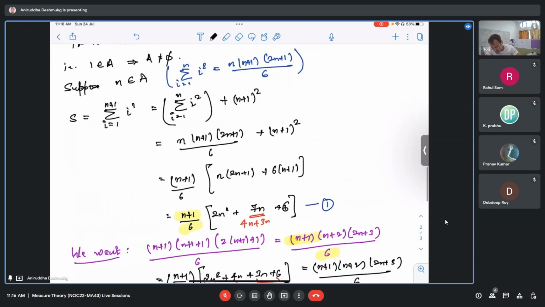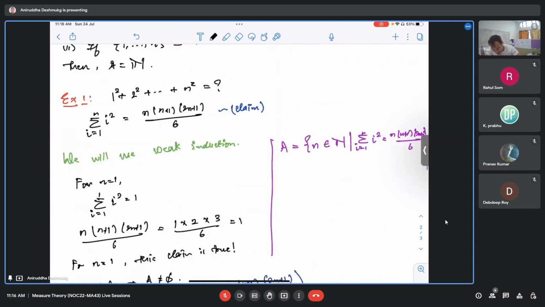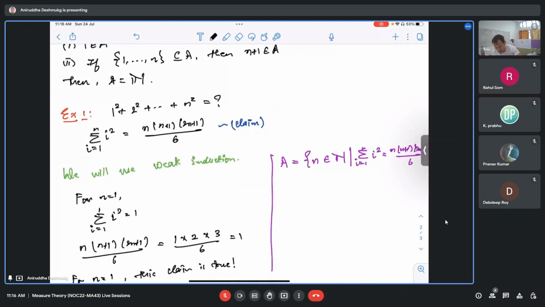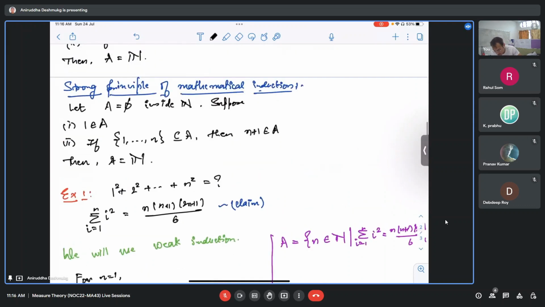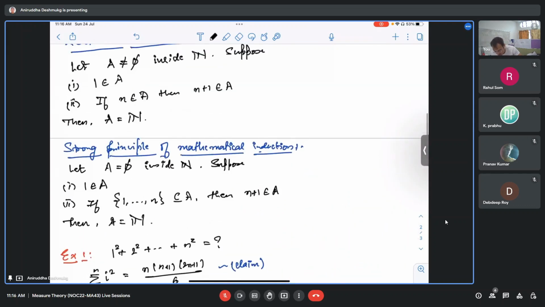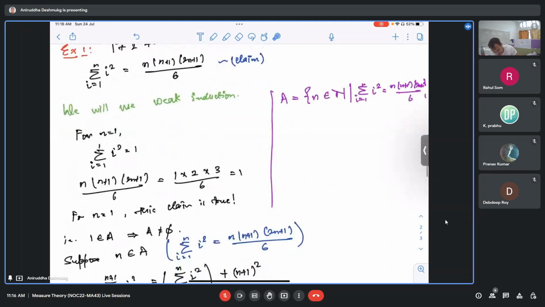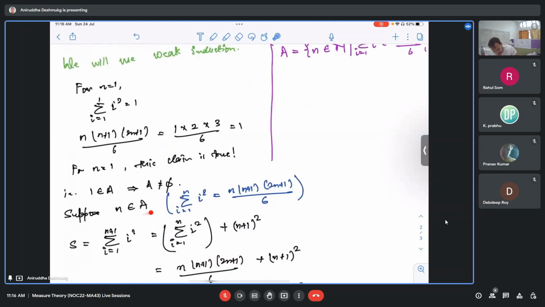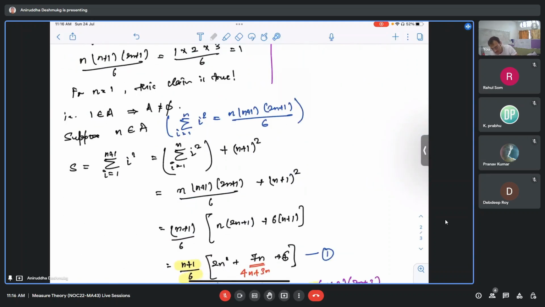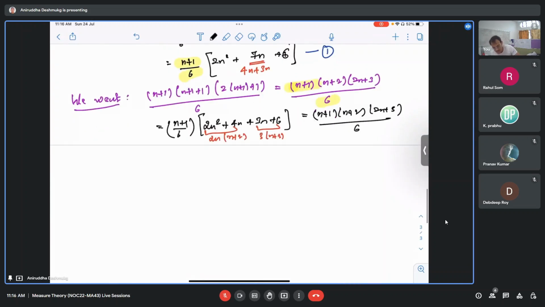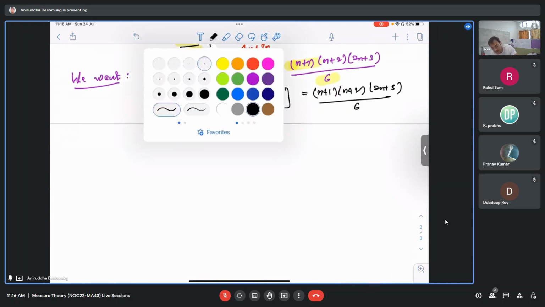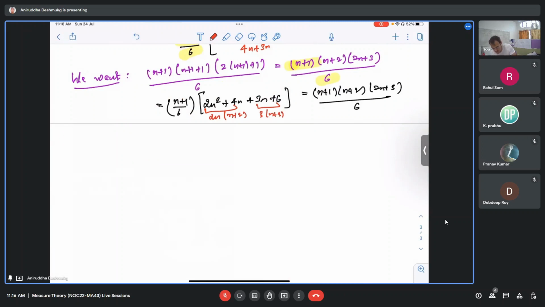Right? This directly tells us that A must be all of N, and therefore this formula should hold for every natural number. Okay. So notice that this did not require the stronger assumption that all of the first n natural numbers are inside A. Just the nth natural number inside A could give us that the n plus 1th natural number is also inside. Now let us look at another example where we'll need to use strong induction.